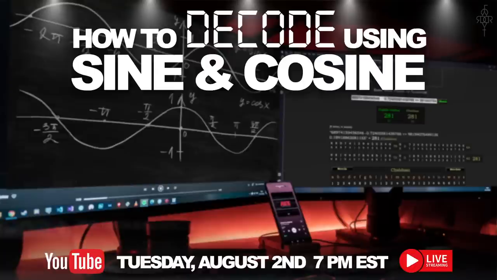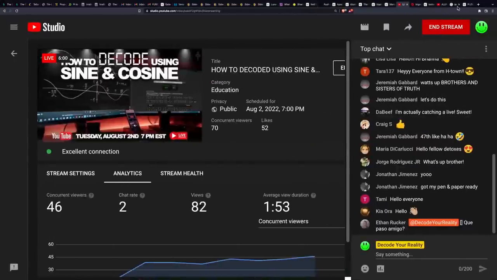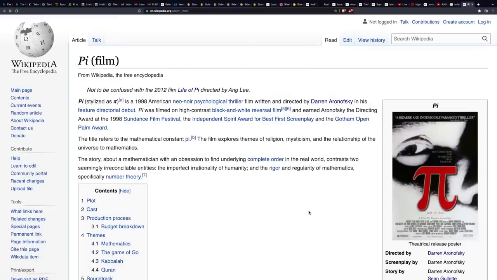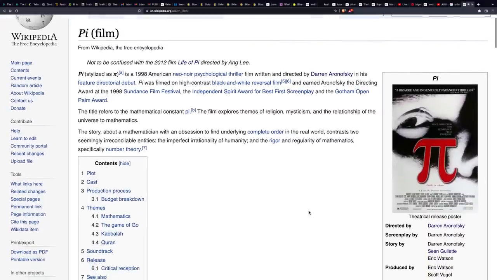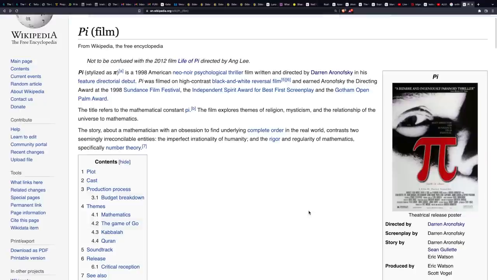I want to start out with this movie called Pi. I would imagine most of you have seen this movie. It's a classic movie directed by Darren Aronofsky and starring Sean Gullette, right? And if you decode this movie, it's a mind-blowing decode. I'm using just this as an example. I'm going to be decoding using many numbers with the sine and cosine waves. And it's not really difficult to do this, ladies and gentlemen, okay? But I wanted to use this as the starting point of this presentation.